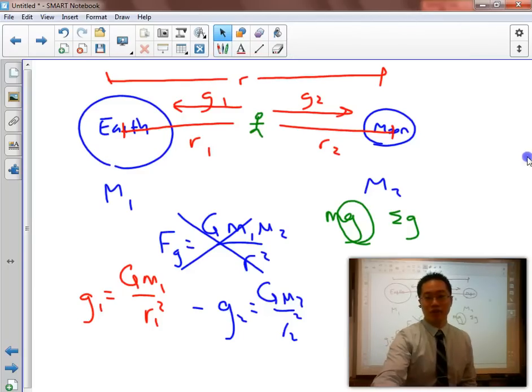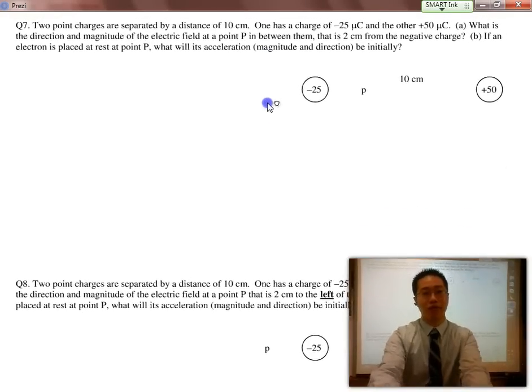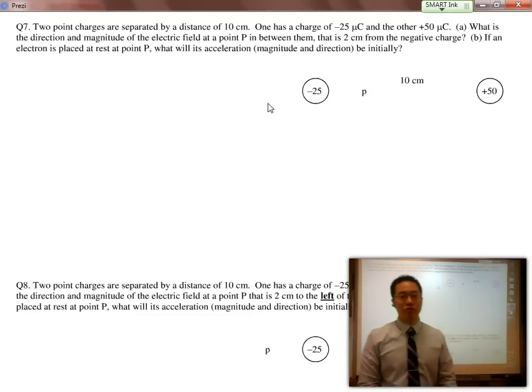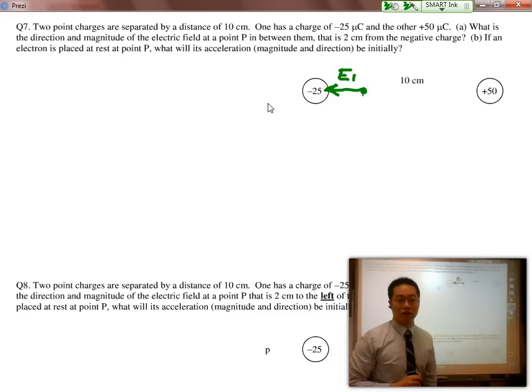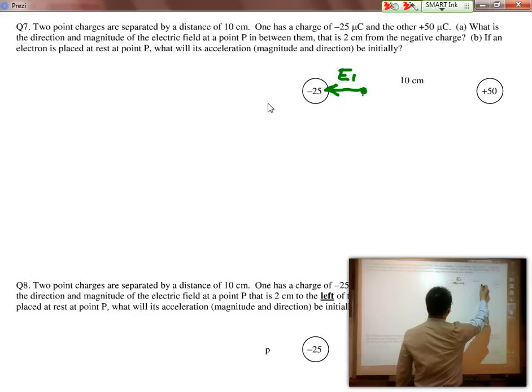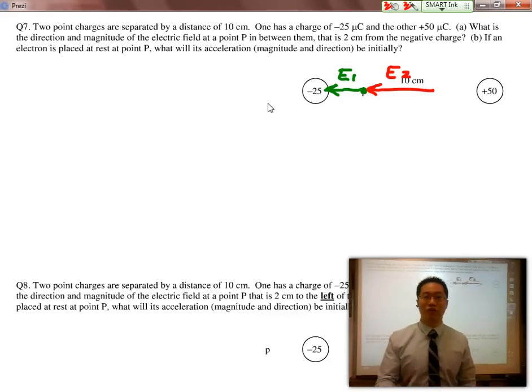And it's the same way with charges. Okay? Right now, we have 2 point charges separated by a distance of 10 centimeters. One has a charge of negative 25 microcoulombs, and the other one is 50 microcoulombs. So we know that at this location, E1 will go towards the negative charge. At the second location, because the second charge is positive, it's going to go into that. So that would be E2. So in the end, if I want to figure out what the total electric field is, I have to solve for E1, then E2, and add them together.